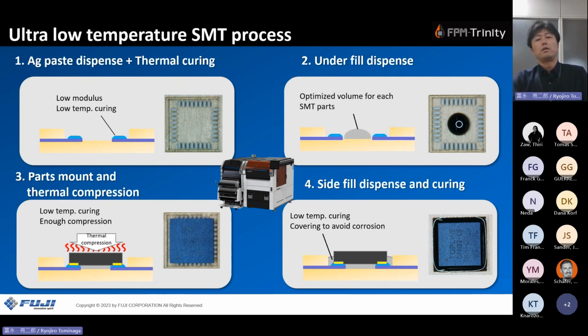And after that, we do the side filling process using the same material as the underfill. So every process, silver paste curing, parts mounting, the thermal compression process, the side filling and the curing process, every process is less than 80 degrees C.